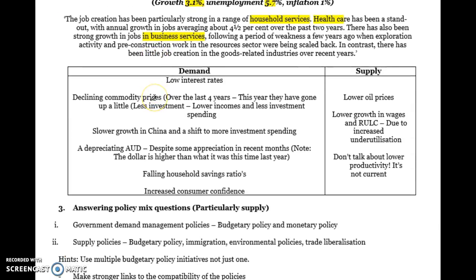Alright, demand and supply side factors, these are the only ones you can use. Don't use anything outside of what's in this table, because you're not talking about things that are current. So for example, don't talk about lower productivity growth as a negative for supply, because it's not really happening in the economy at the moment. So the demand ones, lower interest rates, I'm not going to go through that, that's pretty straightforward. We've talked about it a lot in class.